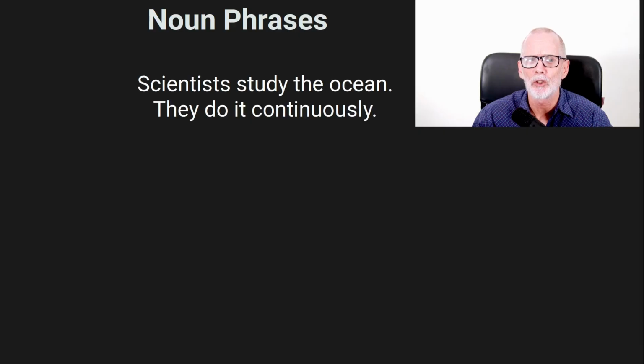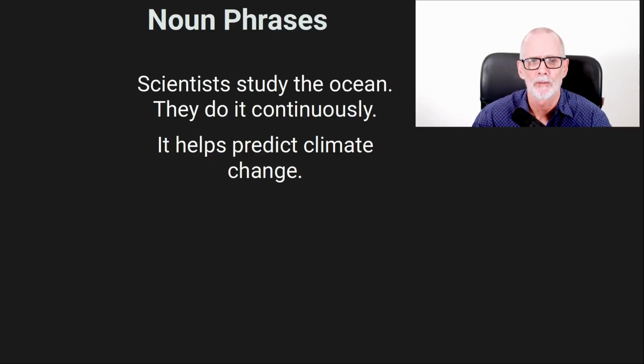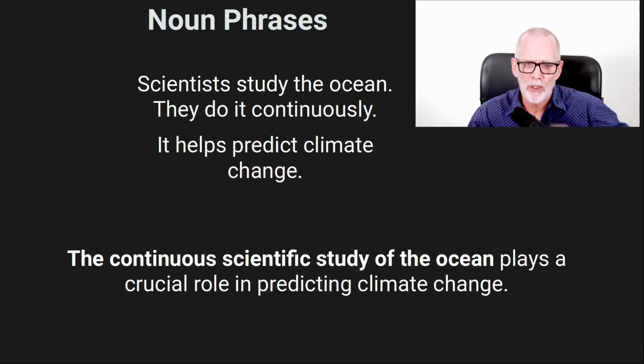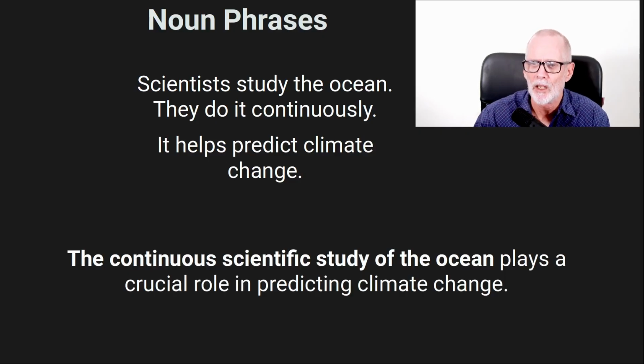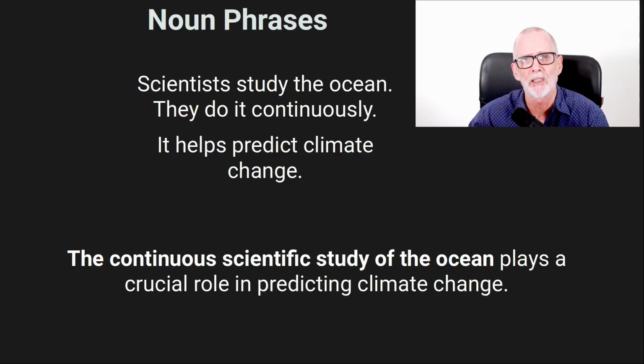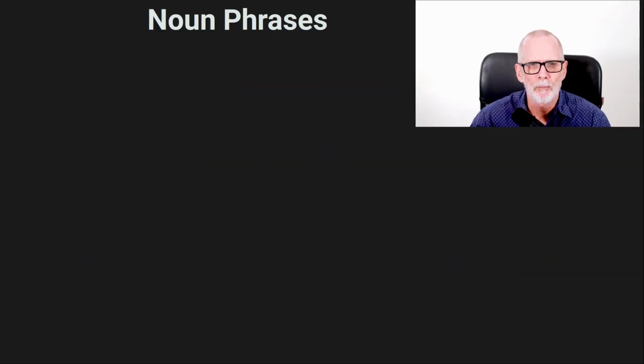Scientists study the ocean. They do it continuously. It helps predict climate change. Think about how you can compress these ideas into a noun phrase. And I'll give you the answer. The continuous scientific study of the ocean plays a crucial role in predicting climate change. If you're writing an academic paper or writing anything, sounds much better like this than the three sentences that I've got above. Just a couple more examples.